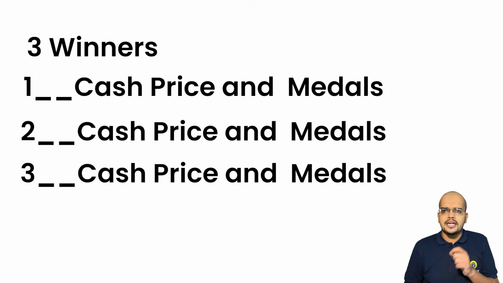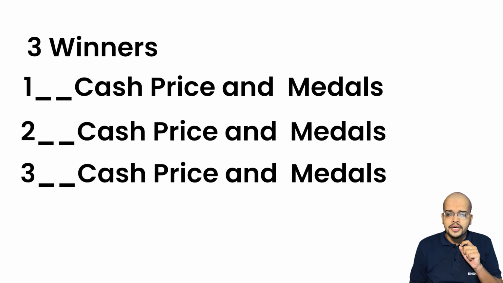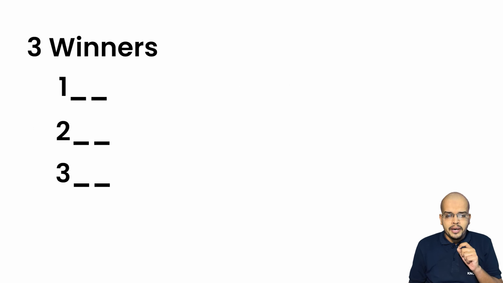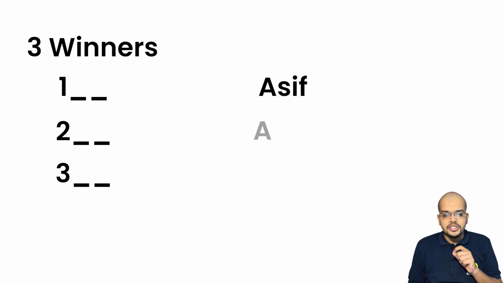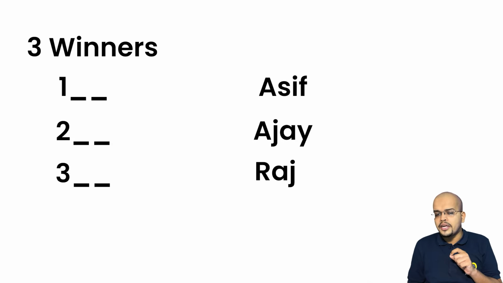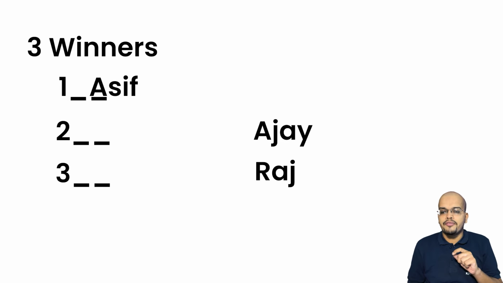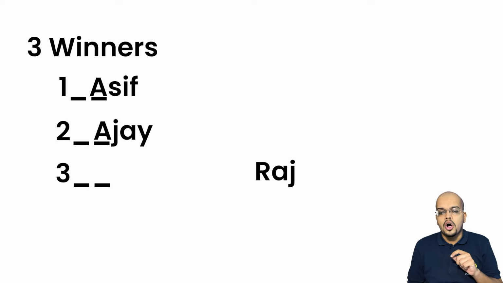Now let us consider the probability. Let me take my name, Asif, another person named Ajay, and another person named Raj. These 3 are the people who won. I'm not telling who is first, who is second and who is third. Now let us see the probability. If Asif gets the first place, then Ajay might get the second place and Raj might get the third place.